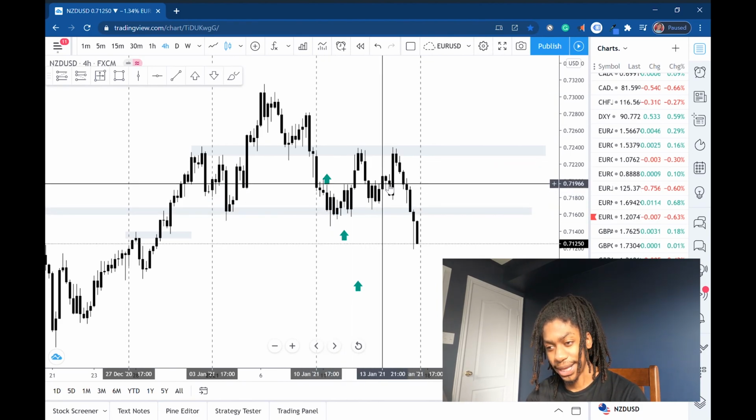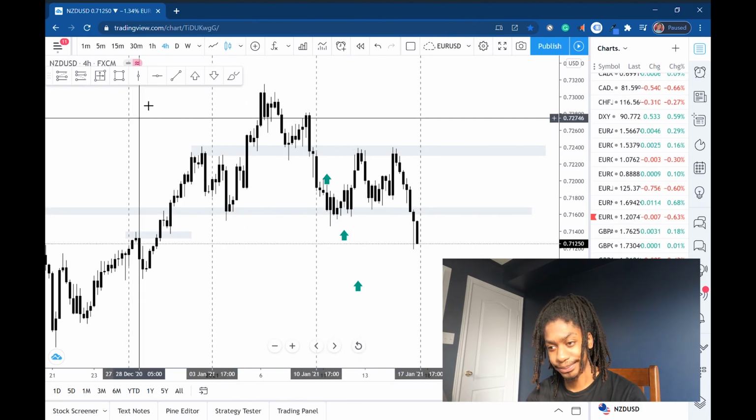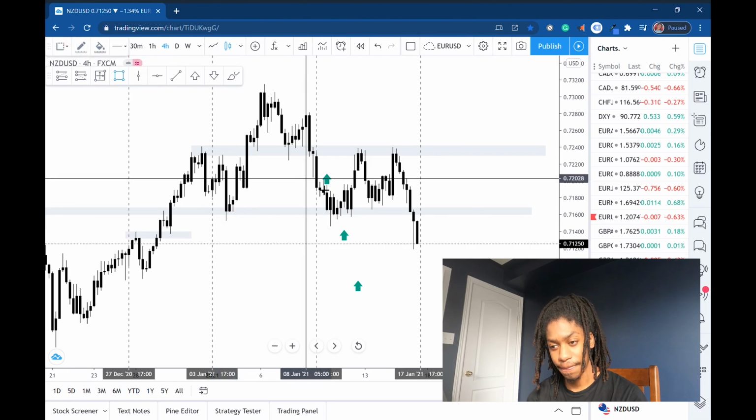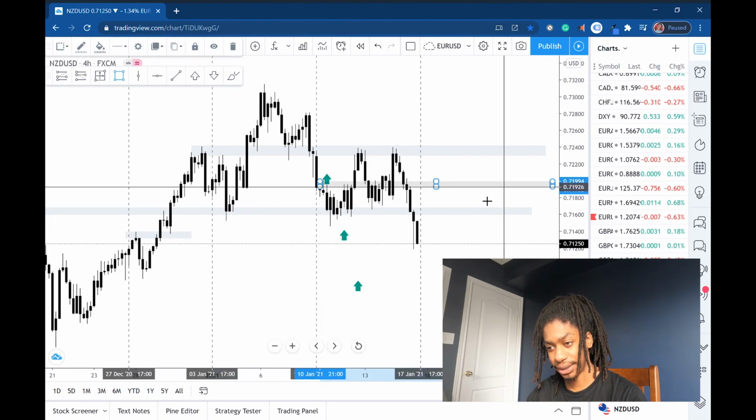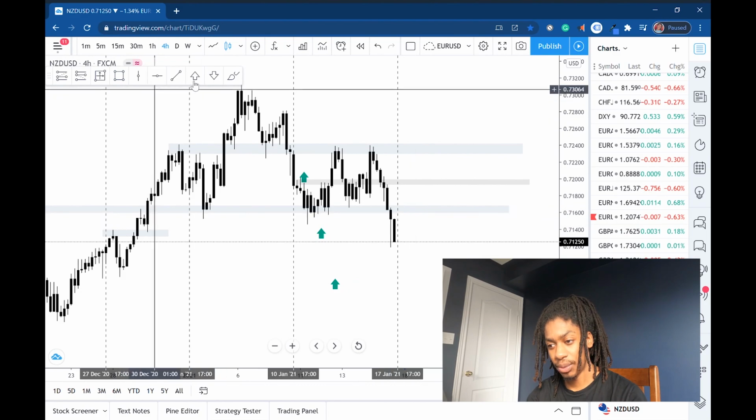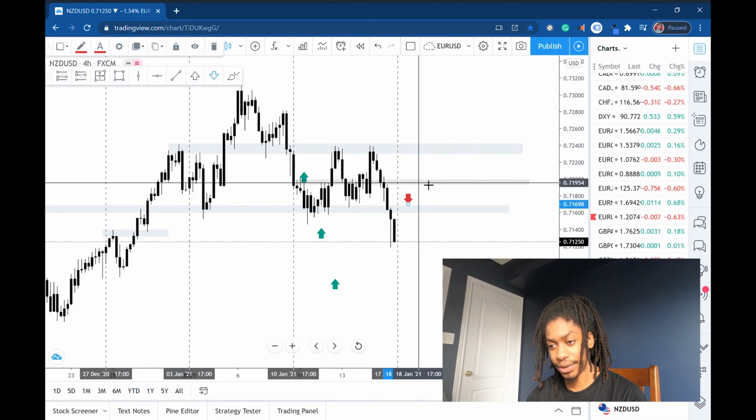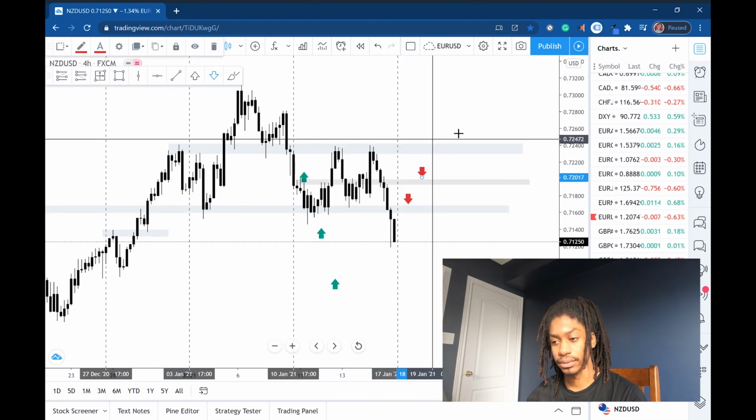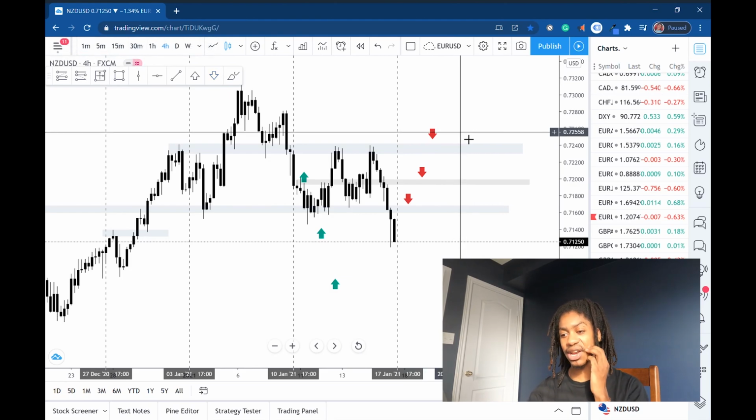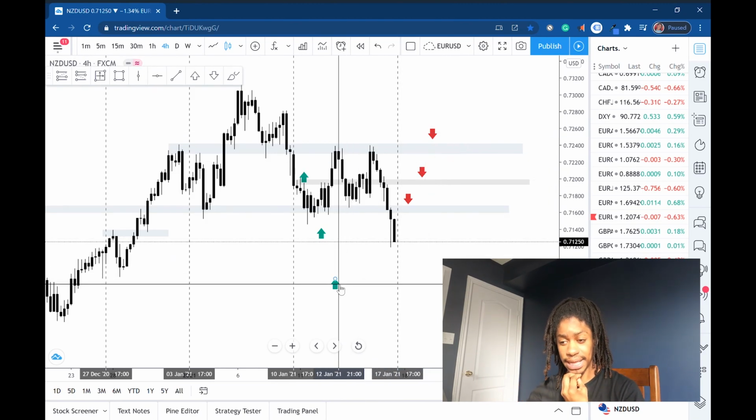So I do want to just mark off this like this, put a mid zone, got area 1, area 2, and area 3. Okay, so if we can just get a rejection in any of these areas, I'll be satisfied to take a trade to the downside. Essentially, it's really as clear as that.